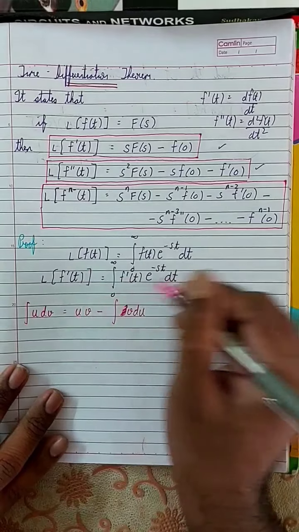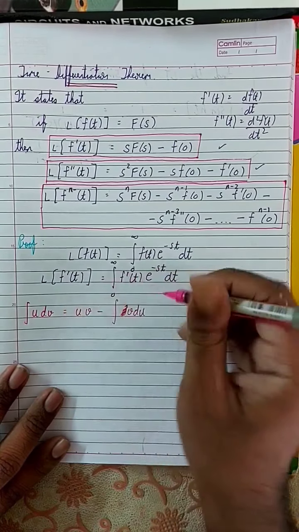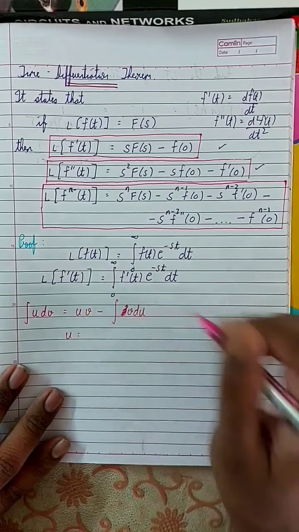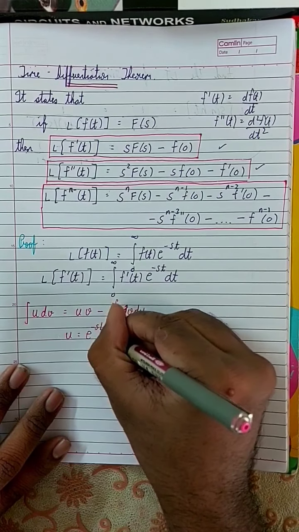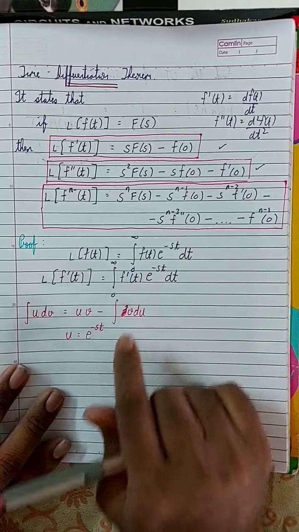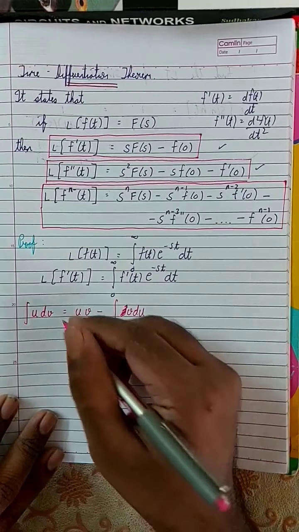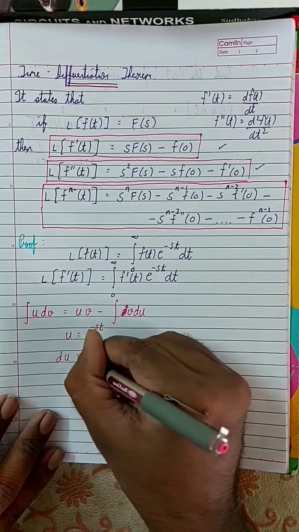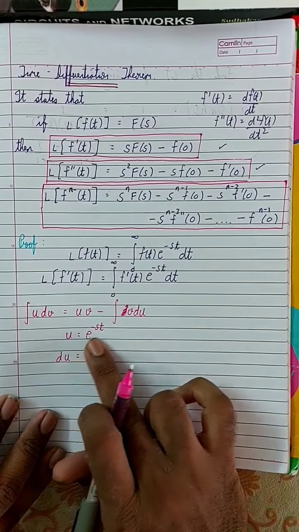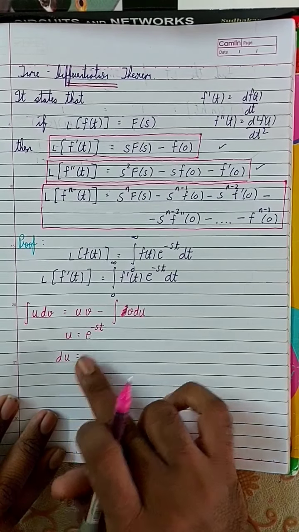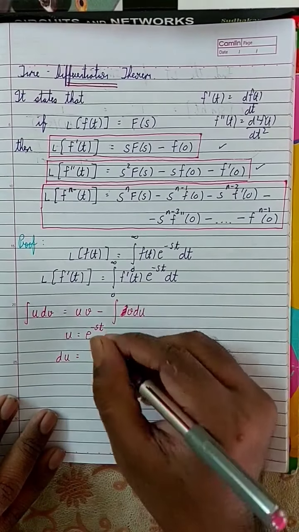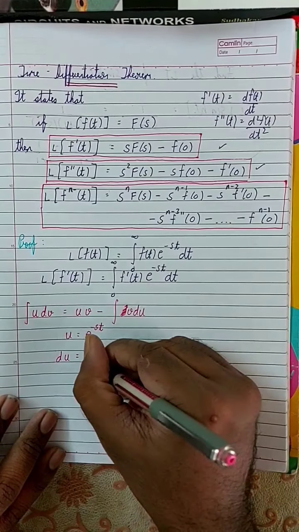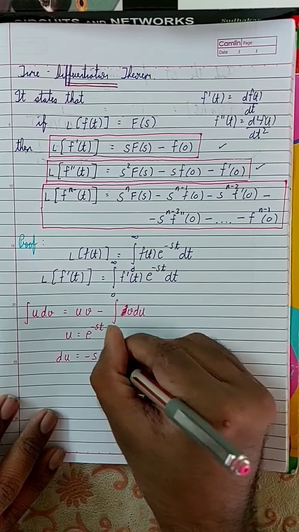So here we'll substitute the value of u. Here u is nothing but e^(-st). If u is e^(-st), then what is du? du is the differentiation of this with respect to time, right? So what do you get if you differentiate this? You will get minus s e^(-st).